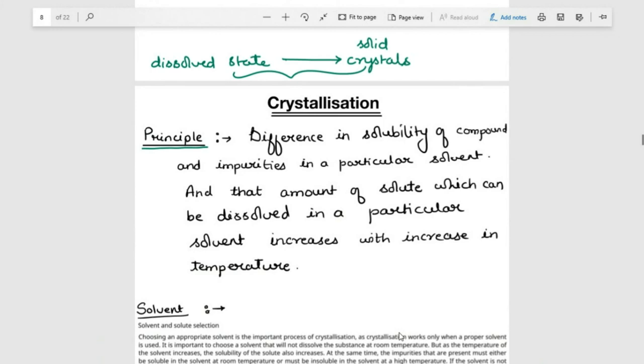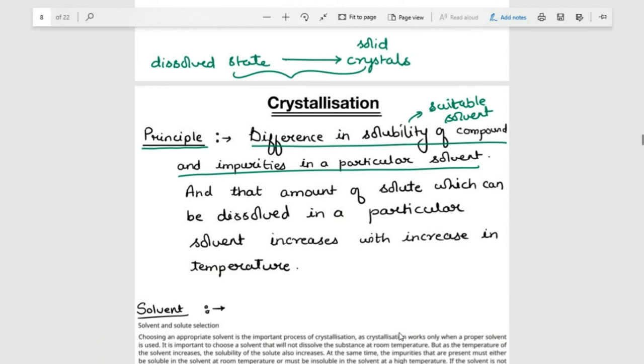So what is the fundamental that we use for crystallization? We use the fact that the difference in solubility of the compound and the impurities in a particular solvent should be sufficient. What do I want to say? That the impurity and the targeted compound should not have the same solubility in the particular solvent. They should be considerably different in solubility. For that, we need to find a suitable solvent, because it is not that in all solvents they will follow this condition. So we have to find a suitable solvent in which there will be a difference in solubility of the impurities and the compound.